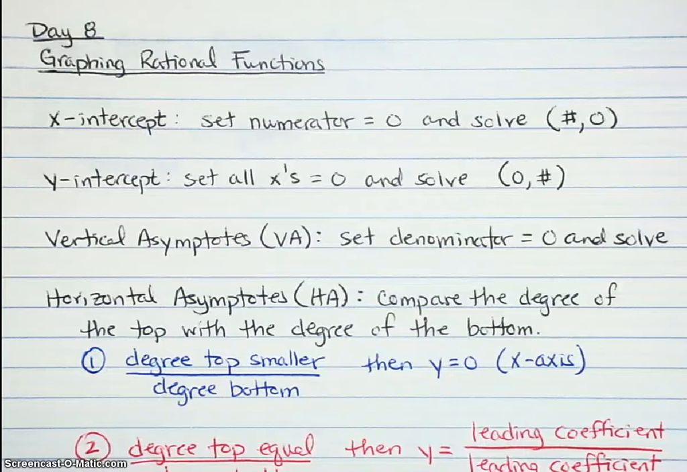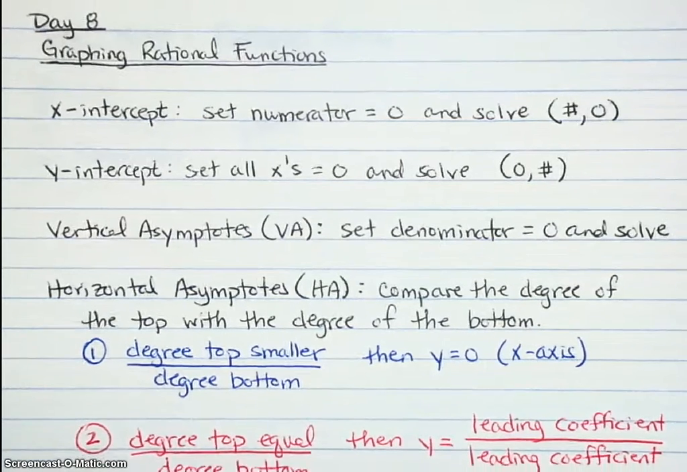But they're a little more complicated to find. To find a horizontal asymptote, you have to compare the degree of the top part of the fraction with the bottom part of the fraction. Now by degree, we simply mean the highest exponent that appears in the top or in the bottom. So, for example, if we had an x squared in the numerator and that was the highest exponent for x, then 2 would be the degree.